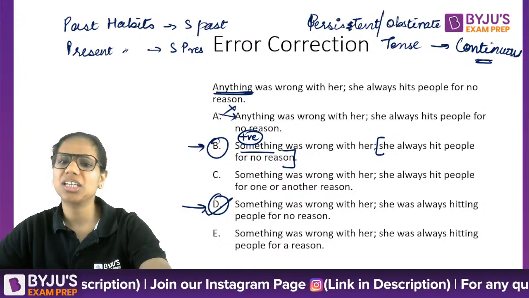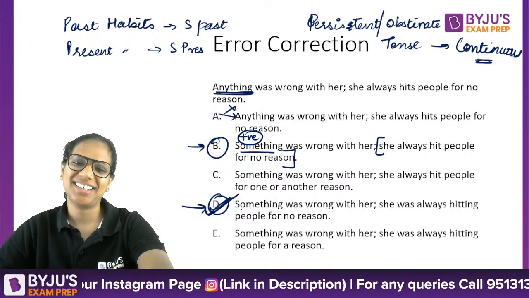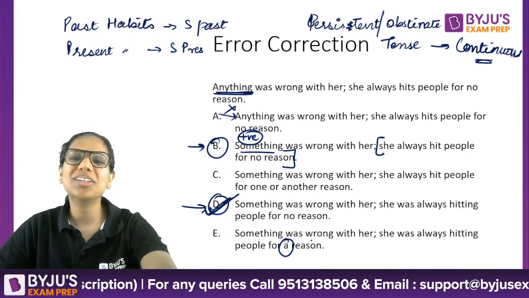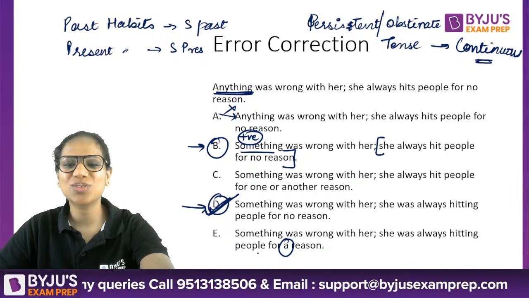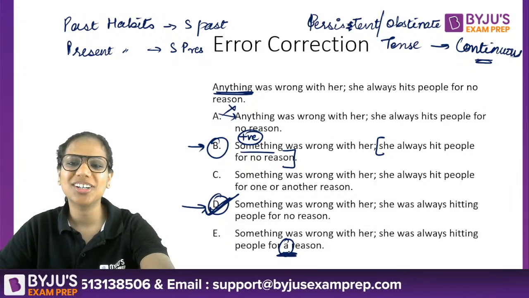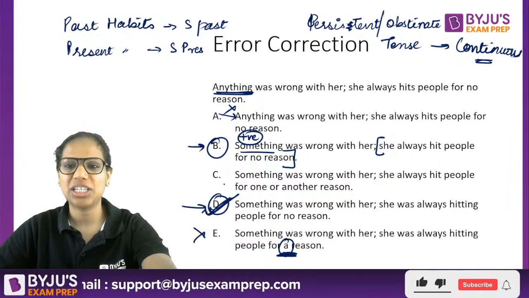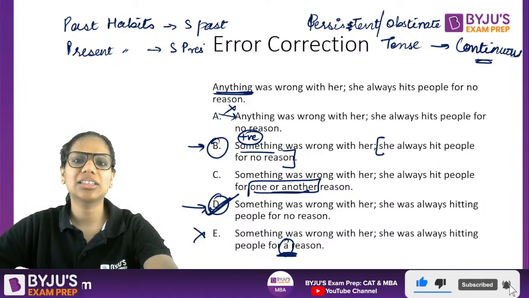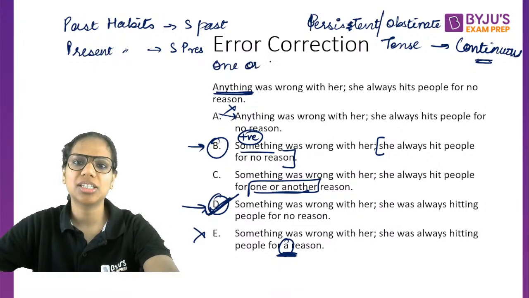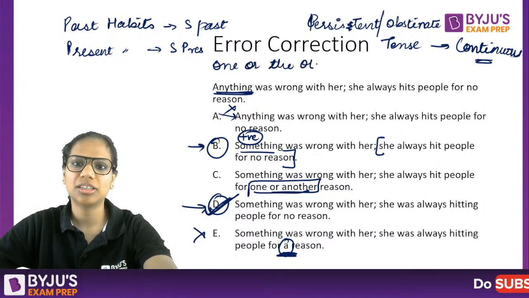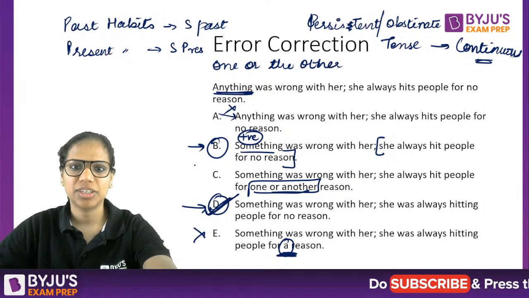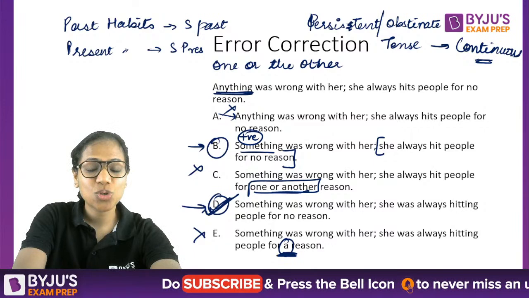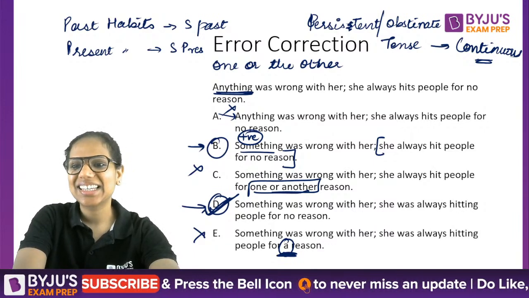She was always hitting people for no reason. And this is for a reason. Then probably things were not so wrong with her if she was always hitting people for some reason, for a reason, right? So E is eliminated. One or another, no. One or the other, that's the expression. One or the other reason. One or the other, one or another is erroneous. Eliminated. So I hope this is clear to you why B is not the answer and D is, right?